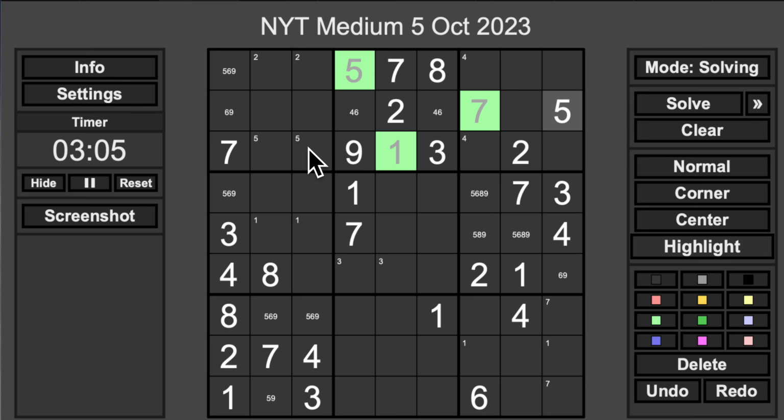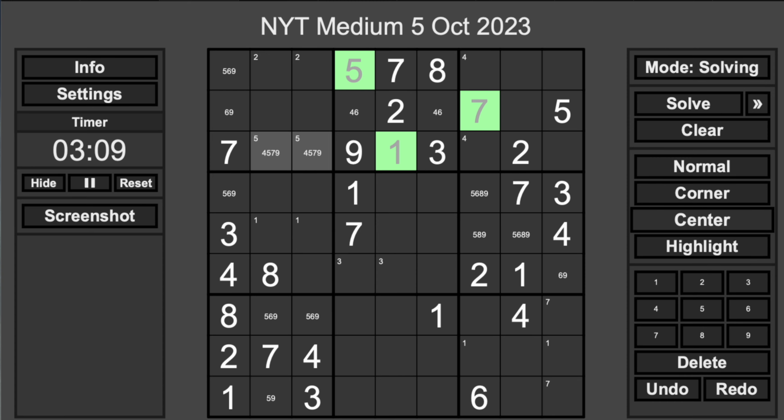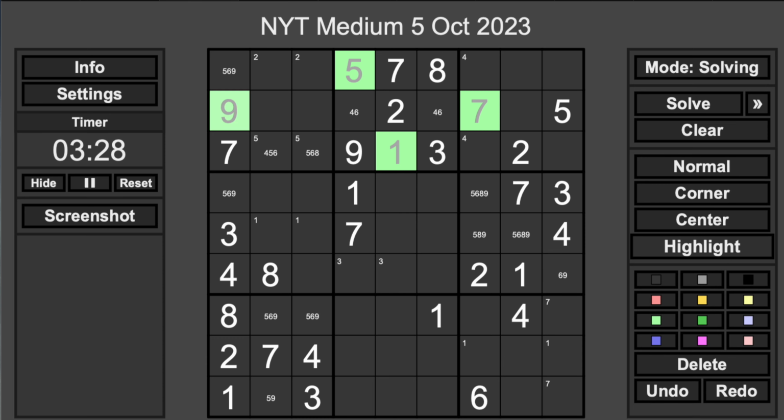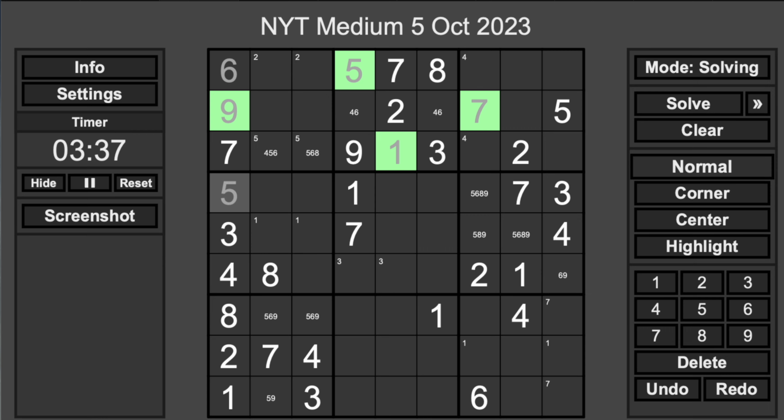1, 2, 3, 7, 9. I need 4, 5, 6, and 8 for the rest of row 3. That's not 8. That's not 4. Oh, 4, 6 says that's a 9. So that's not 9, and neither is that. And in fact, that must be 6, and that must be 5.